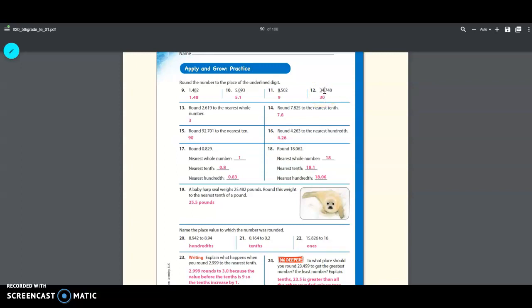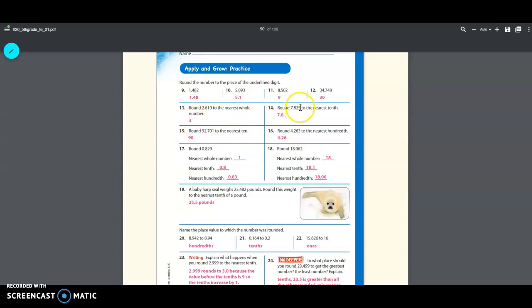Now, I didn't round it down to 333 because it says specifically that is the tens place. I want to round down either to 30 or I'm rounding up to 40. Okay, round 2.619 to the nearest whole number. Again, it's a 2, so I look to the right. There's a 6. I would round this up to 3.